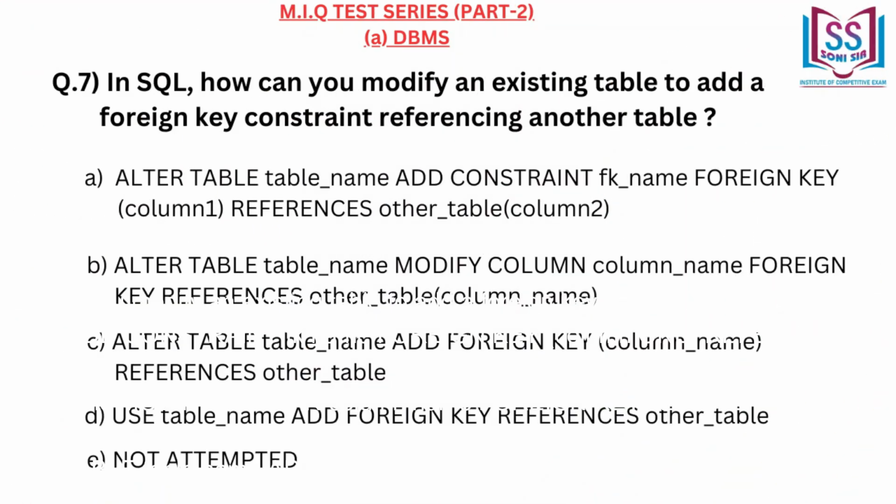In SQL, how can you modify an existing table to add a foreign key constraint referencing another table? A. ALTER TABLE table_name ADD CONSTRAINT fk_name FOREIGN KEY (column1) REFERENCES other_table (column2). B. ALTER TABLE table_name MODIFY column_name FOREIGN KEY REFERENCES other_table (column_name). C. ALTER TABLE table_name ADD FOREIGN KEY (column_name) REFERENCES other_table. D. USE table_name ADD FOREIGN KEY REFERENCES other_table.